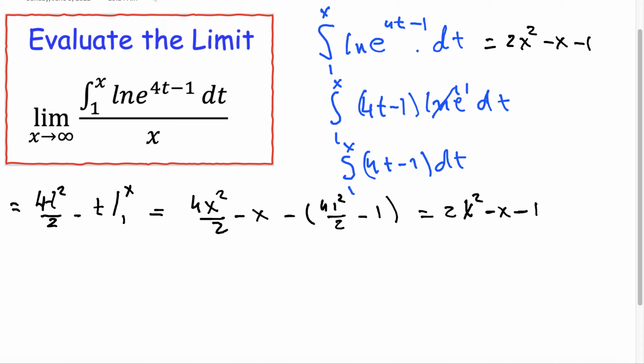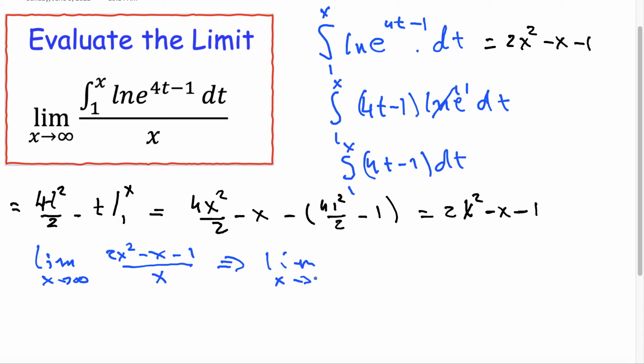Now the limit as x goes to infinity. Instead of this integral, we write 2x squared minus x minus 1, everything divided by x. If we divide everything by x, the limit as x goes to infinity is going to be: 2x squared divided by x is 2x, and minus x divided by x is minus 1, and here is minus 1 over x.